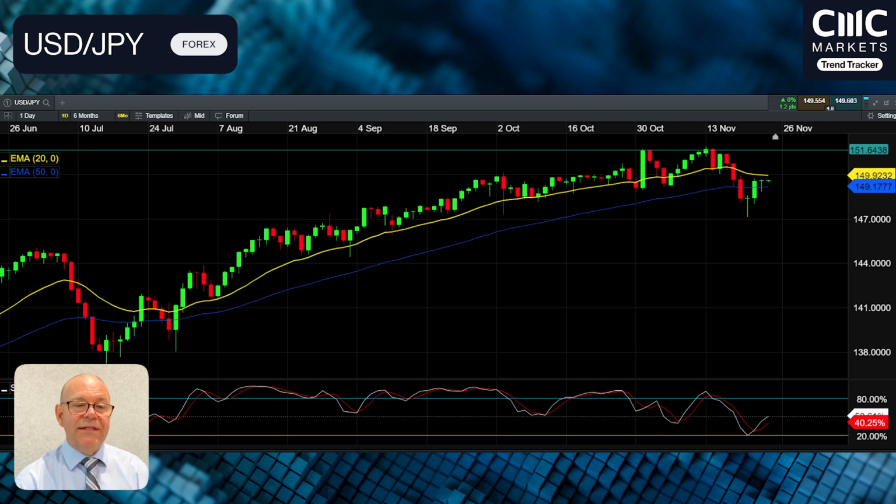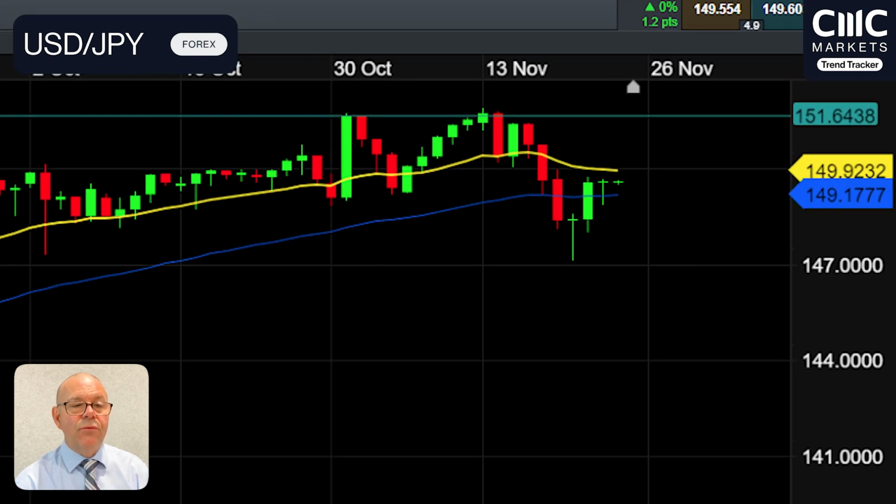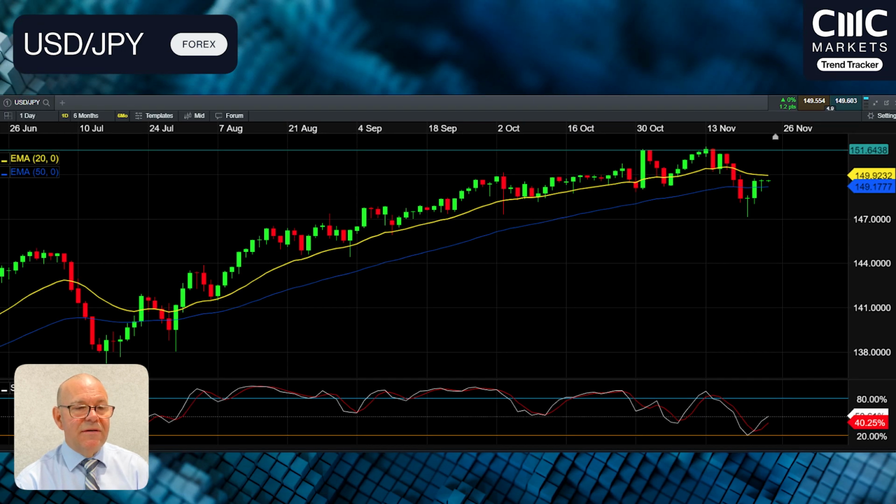It was a technical reason last week. Have a look at prices. Those two red candlesticks pierce the 20 EMA and the 50 EMA in yellow and dark blue, causing a very sharp sell-off. That was the reason behind it. The markets have been long dollar yen for a long, long time.